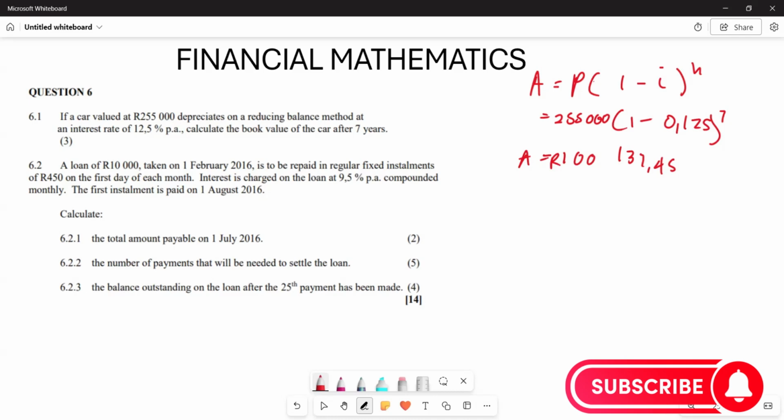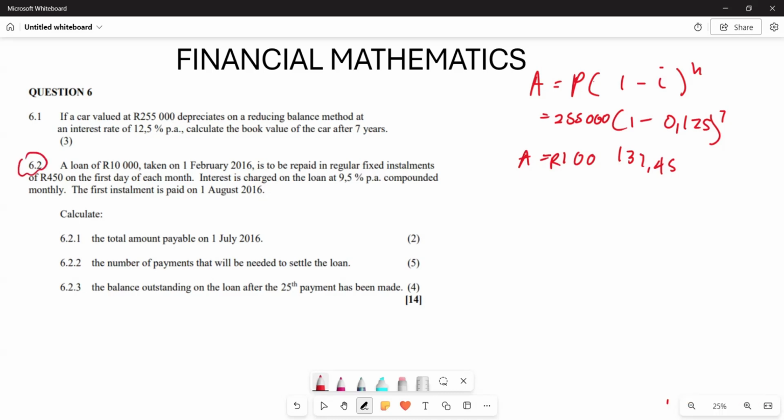Now if you look at your 6.2, they say a loan of 10,000 was taken on the 1st of February 2016. It is to be repaid in regular fixed installments of 450 on the first day of each and every month, right? The interest charged on the loan is 9.5% per annum compounded monthly. The first installment is paid on the first of August 2016.